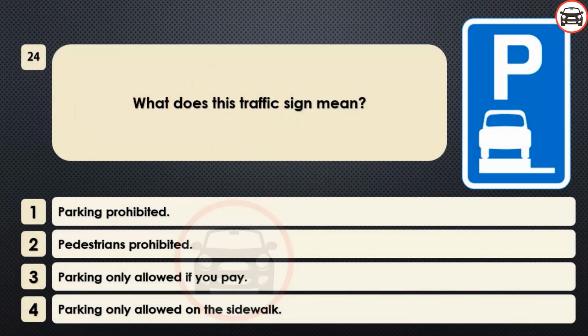What does this traffic sign mean? 1. Parking prohibited. 2. Pedestrians prohibited. 3. Parking only allowed if you pay. 4. Parking only allowed on the sidewalk.